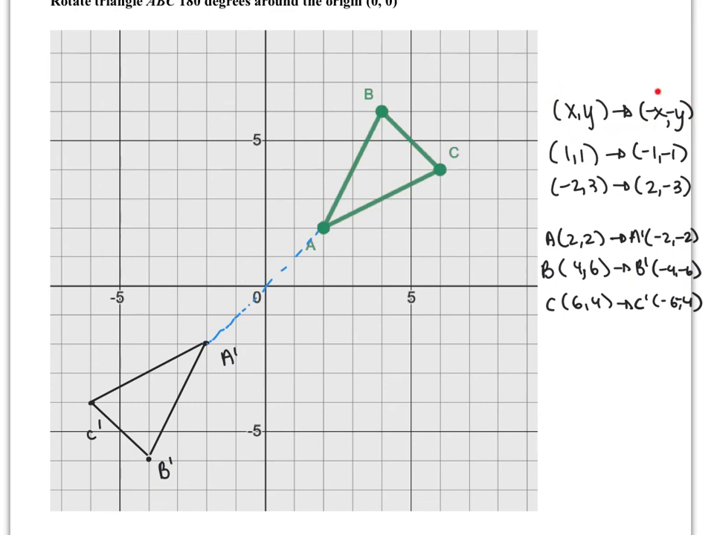Again, the formula for a 180-degree rotation around the origin: take the pre-image point x, y and make it into the image coordinate by doing opposite x, opposite y.